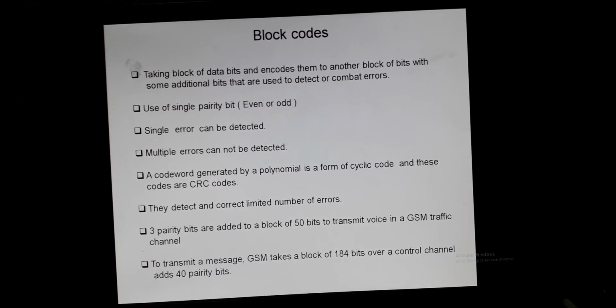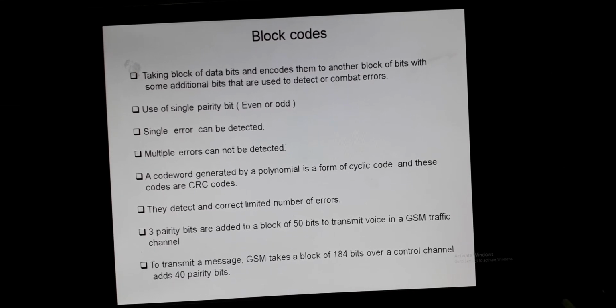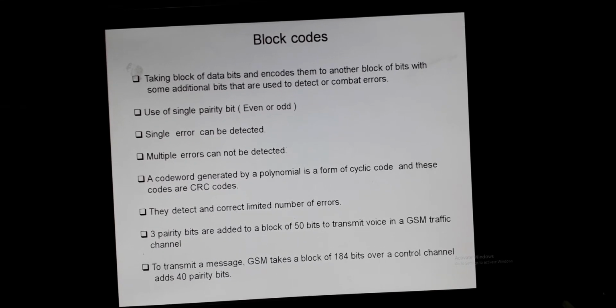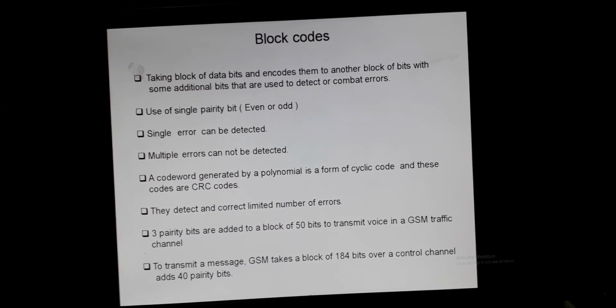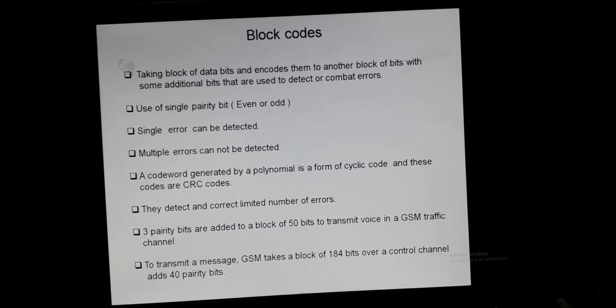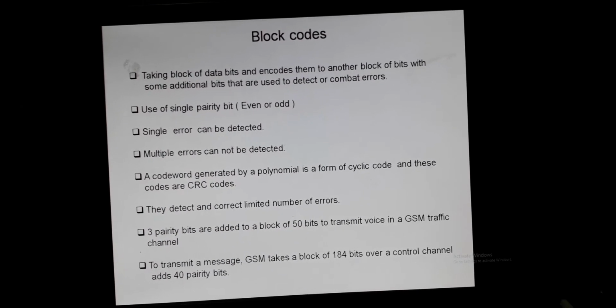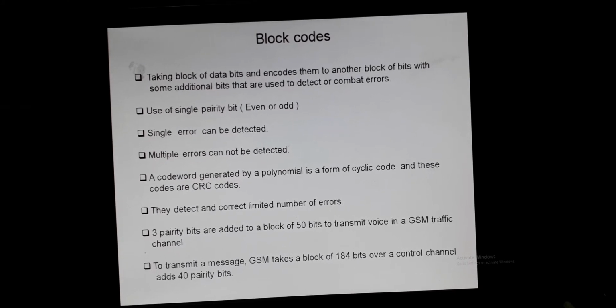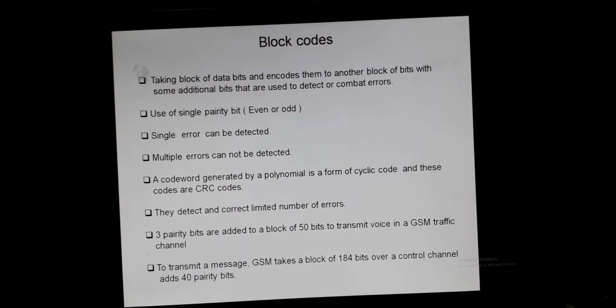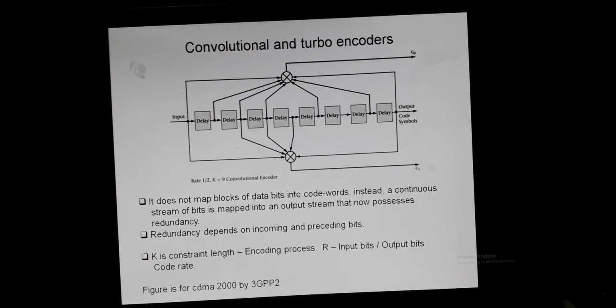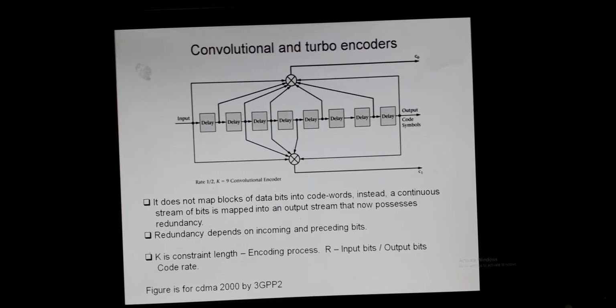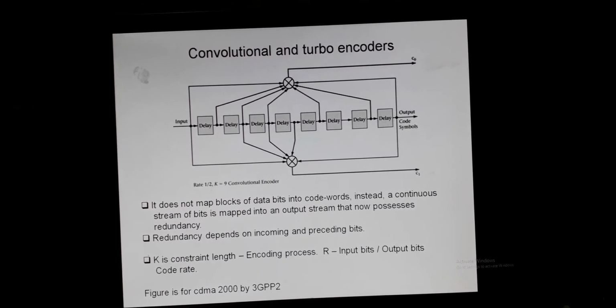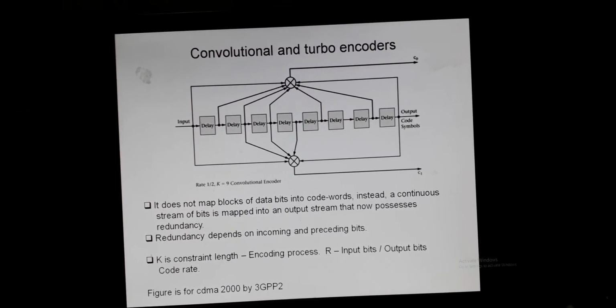Some parity bits are added in the block of 50 bits to transmit in a GSM traffic channel. GSM takes 184 bits over the control channel and it takes 40 parity bits. So that's why nowadays the service providers are using convolutional and turbo encoders.